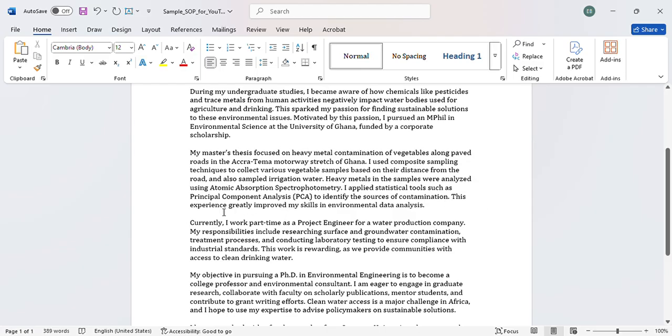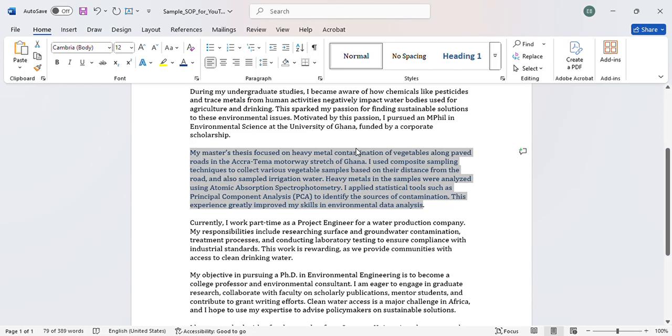This experience greatly improved my skills in environmental data analysis. Great. So this part of the statement, let me highlight it. This paragraph highlighted in blue is showing you some of the skills and techniques I have developed that are applicable to the program that I am applying to.